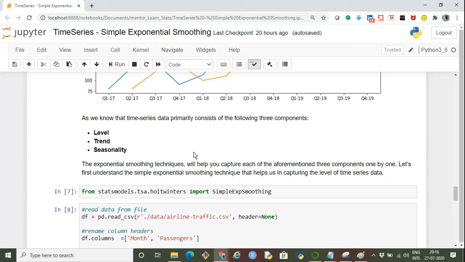Now we know that time series data primarily consists of three components, that is level, trend, and seasonality. So the exponential smoothing technique helps us to capture these three components one by one. So we'll start by first understanding the simple exponential smoothing technique that helps us in capturing the level of the time series data.